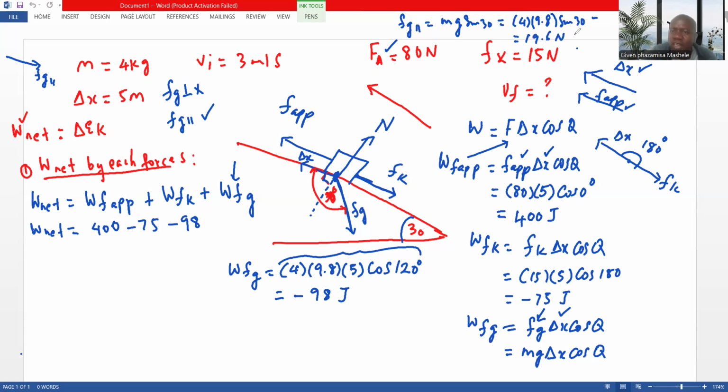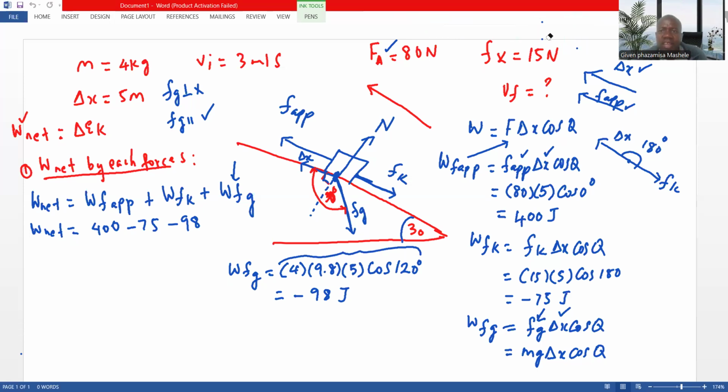And if we take that 19.6 Newton, we multiply by the displacement, which is 5, and we multiply by the cos of 180. It will still give us negative 98. You see that whether you use components or you don't use components, the answer will still be the same. I believe you guys are following. I believe you are following, ladies and gentlemen.